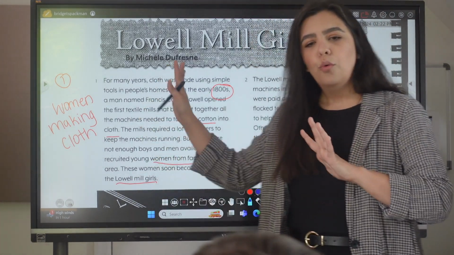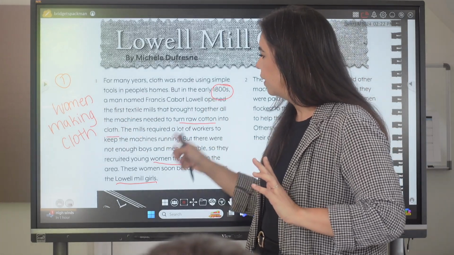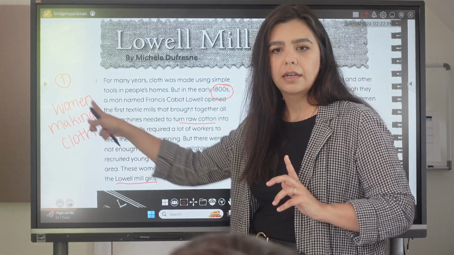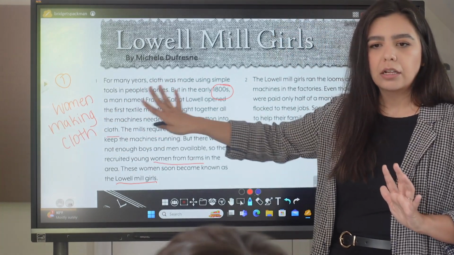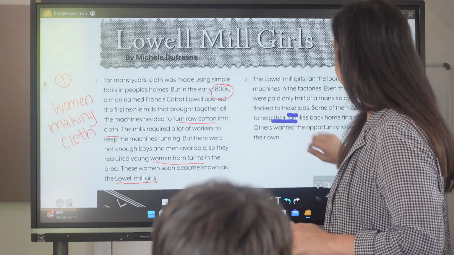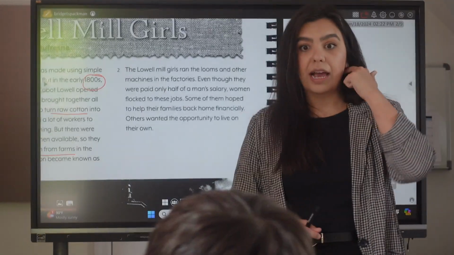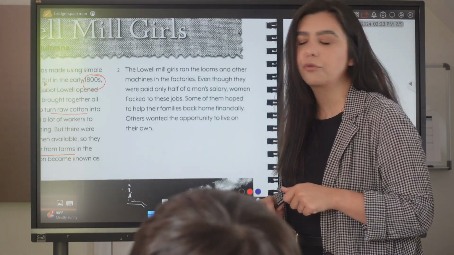Okay. What do you notice about how much I'm underlining? Is it a lot? No. And they're really focused. Do all of these things support this? Yeah. So this is my first roadmap. Women making cloth. Okay? Now we're going to go to this next section. And I'm going to read this one out loud with you, okay? I'm just going to read it out loud for you.